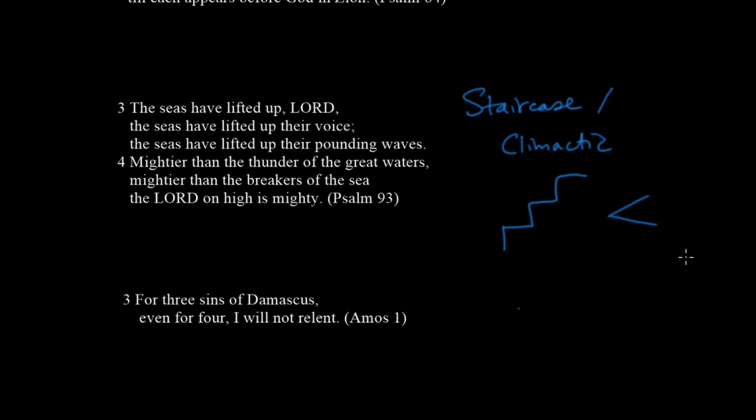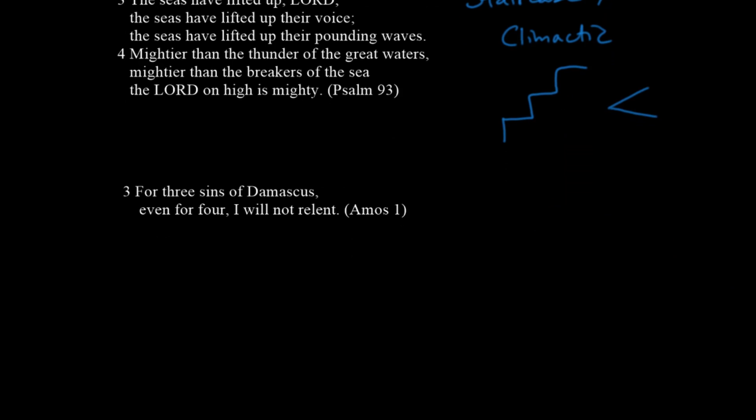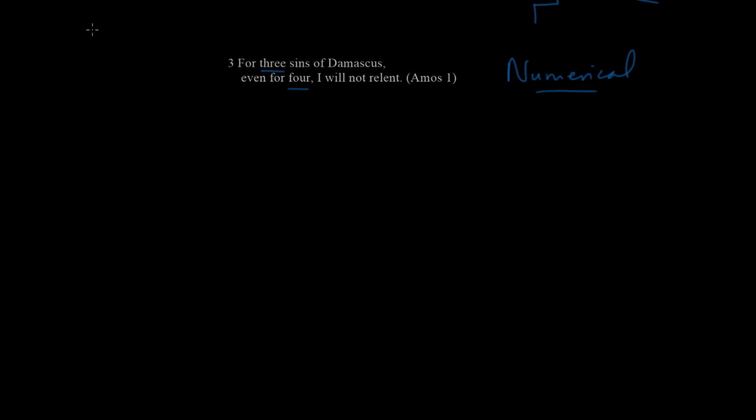And then the last one here, another example of the synthetic type, is what he referred to as numerical parallelism. So numerical. Okay. Basically, this has to do with counting. It's not super common, but you'll see it sometimes. Here's an example. "For three sins of Damascus, even for four, I will not relent." So there's a focus on counting here, kind of adding up of examples.